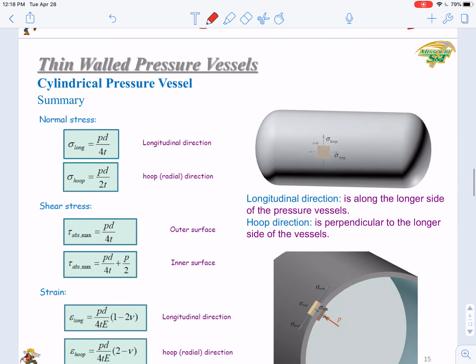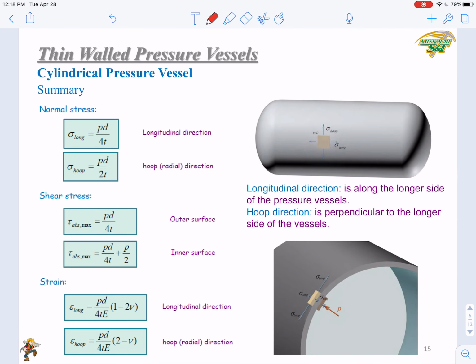Okay, in this slide, we summarize all these equations. You can see that instead of 3 equations in the spherical pressure vessel, we need to use 4 equations to calculate the normal and shear stresses in a cylindrical pressure vessel, since you need to distinguish longitudinal and hoop directions. If you want to know the strains, you can also derive 2 equations instead of 1: the strain along the longitudinal direction and the strain along the hoop direction. I believe you all can do it. You can just try to do it by yourself. Derive these 2 equations from the 2D generalized Hooke's law.